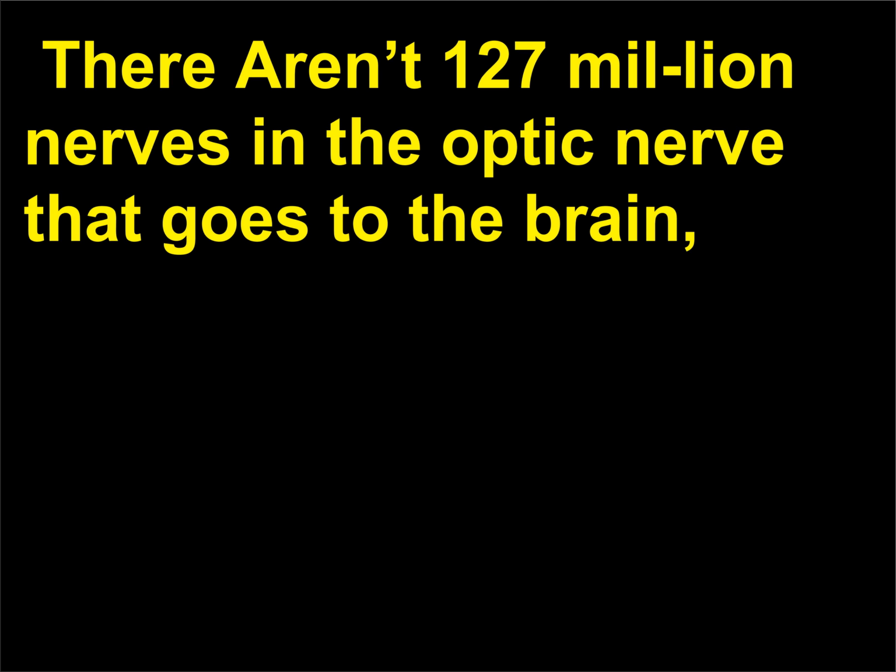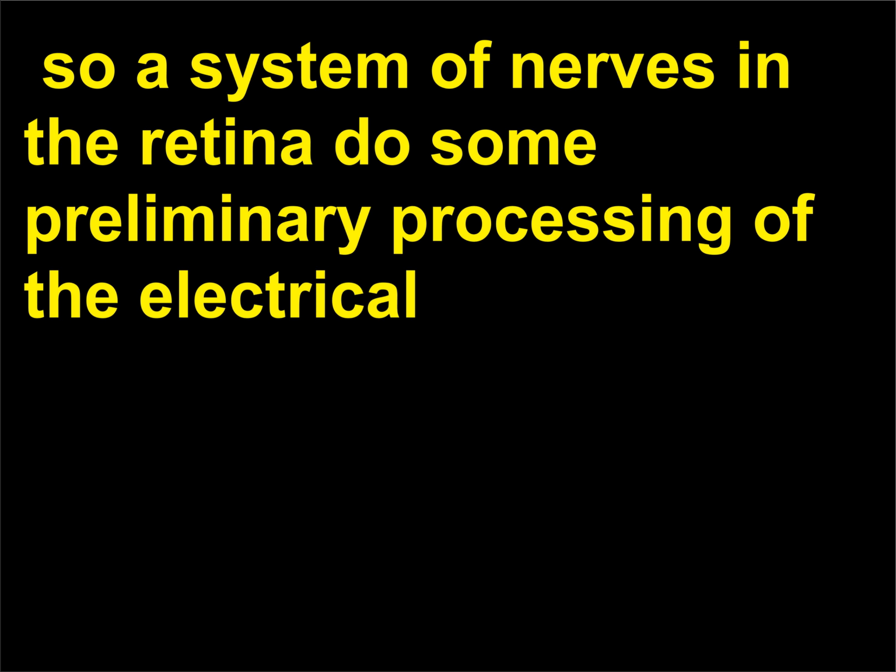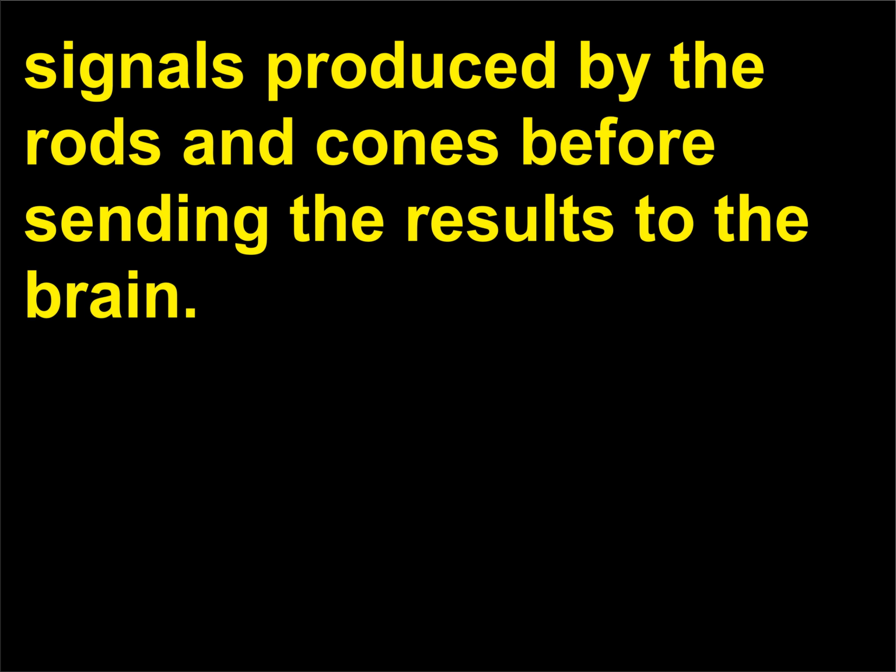There are only 1 million nerves in the optic nerve that goes to the brain. So a system of nerves in the retina do some preliminary processing of the electrical signals produced by the rods and cones before sending the results to the brain.